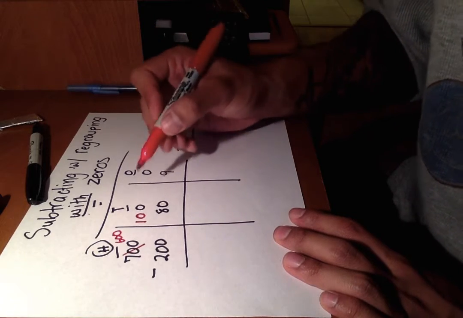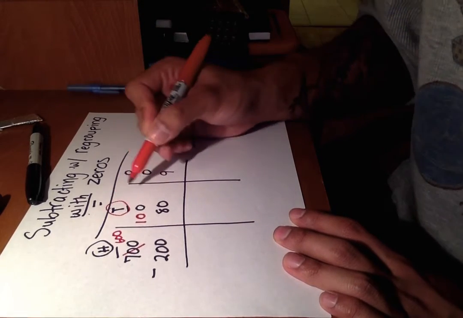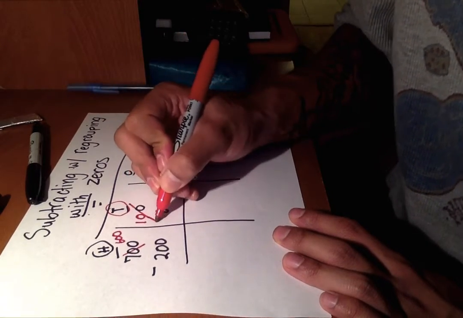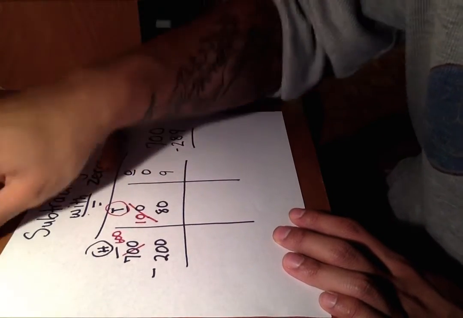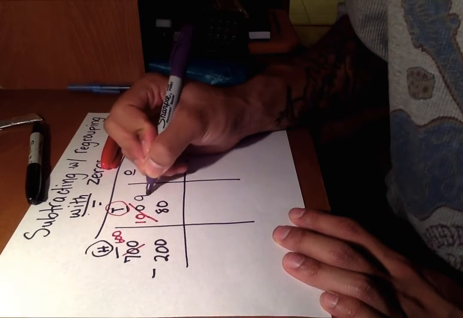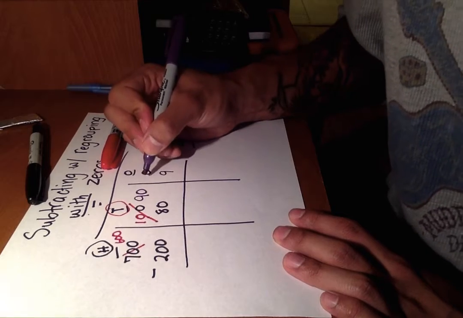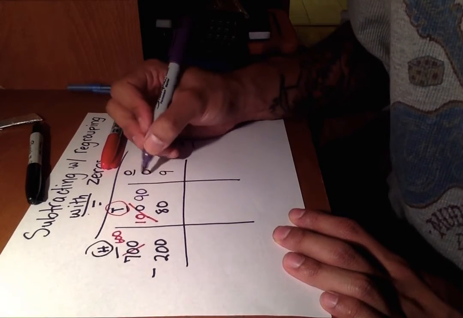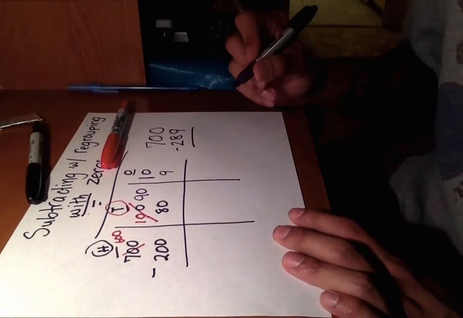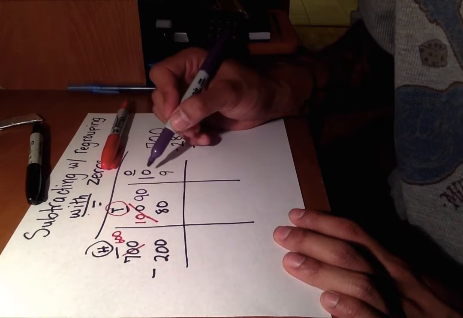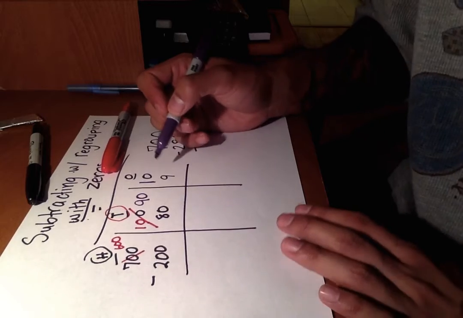So what I'm going to do is regroup from the tens to the ones. So I'm going to actually change this 100, and I'm going to make it a 90 because I need 10 from it. And this 90 will give me the 10 that I need for the ones place. So the 10 moved from the tens place to the ones, so that's giving me 10 ones.